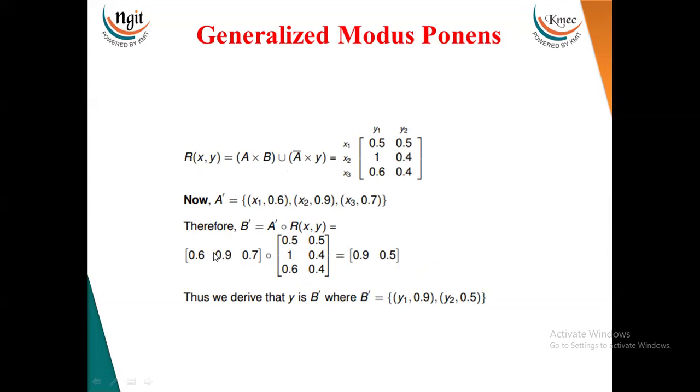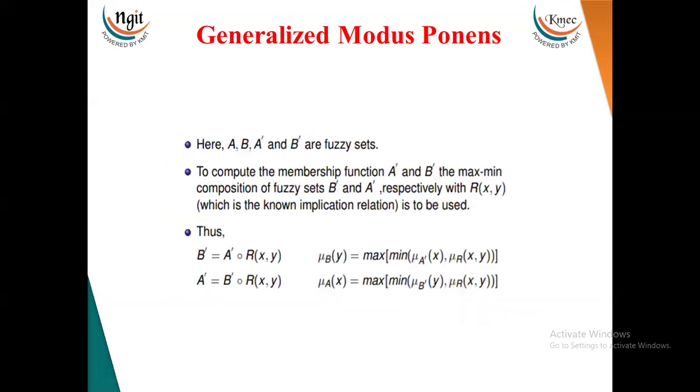So here already A values are 0.6, 0.9, 0.7. So whatever we have calculated the relation, this can be calculated using the formula over here. So I'm coming back a little. So our value we are going to calculate is this one.